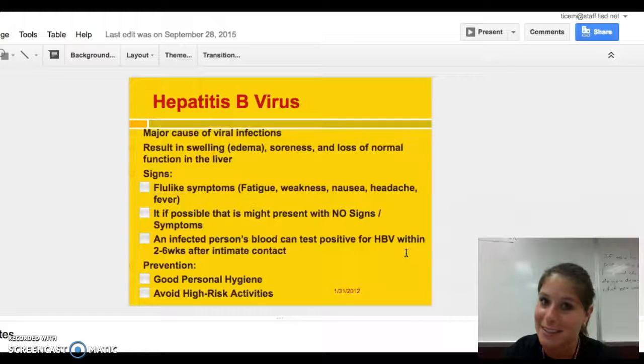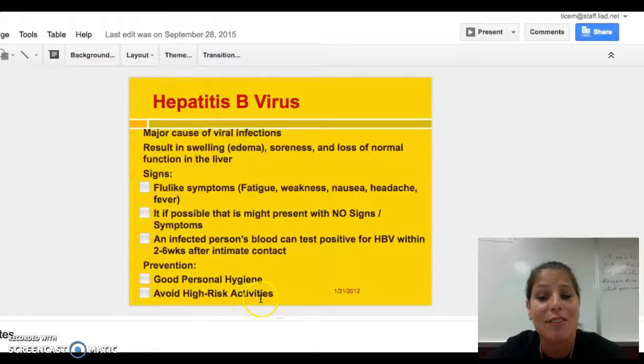There's a lot of ways that stuff like this can get passed, but please make sure that you are doing what you can to limit this from happening. Prevention is going to be good personal hygiene. Open wounds are covered. Stay away from people that might have a condition. Don't share things. Sharing is not caring when it comes to this kind of stuff. And avoid high-risk activity, and that's the unprotected sex and the sharing of needles.